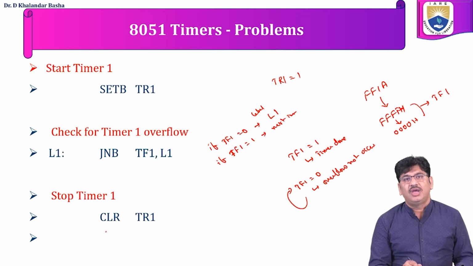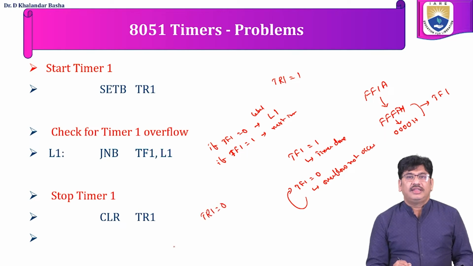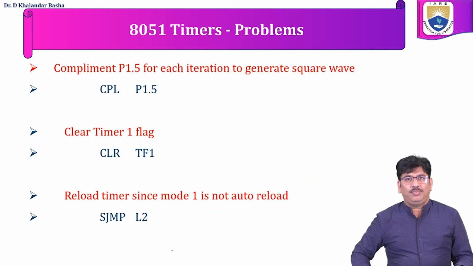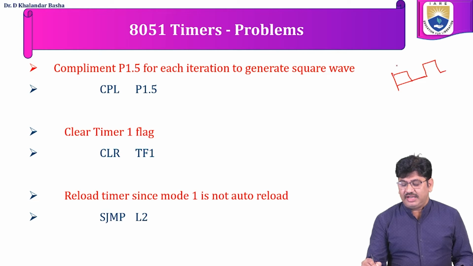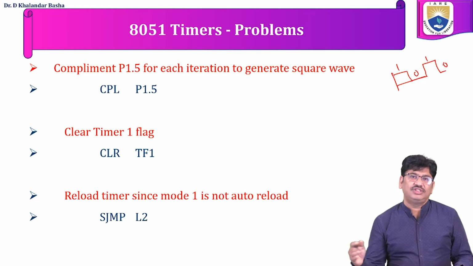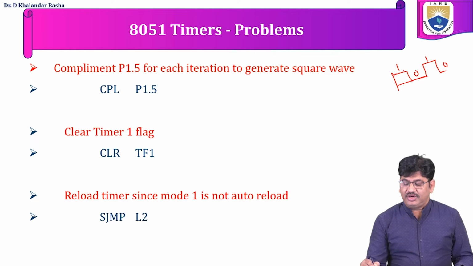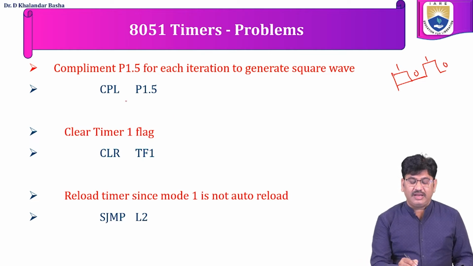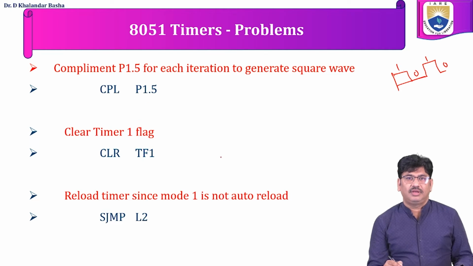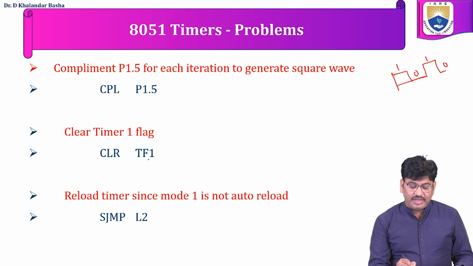The next instruction is we have to stop the timer by clearing the TR bit. So by writing TR bit equal to 0, timer 1 will be stopped. Once timer 1 is stopped, then we have to complement the bit of port 1.5, because every time we want to generate a square wave, that means by passing 1s and 0s continuously. So first, initially if it is 1, then go for complementing it, then I'll get the complemented value. Right. CPL P1.5.